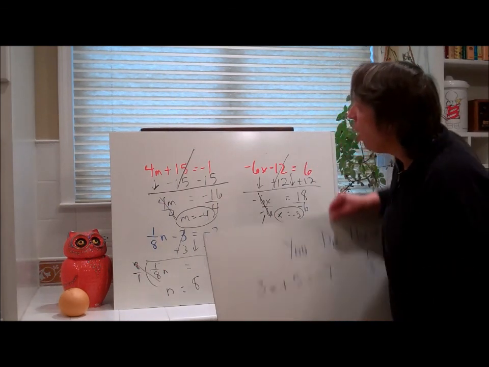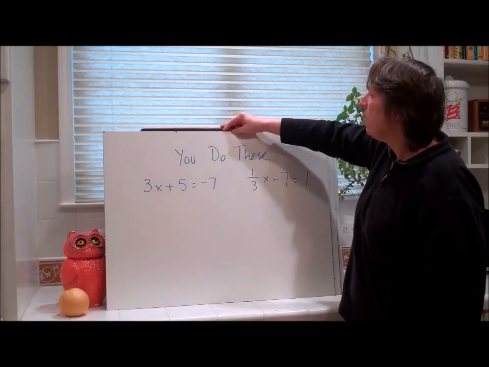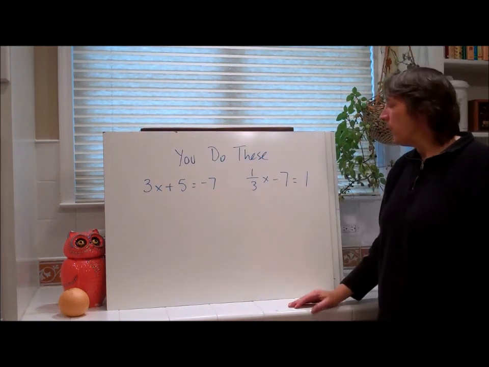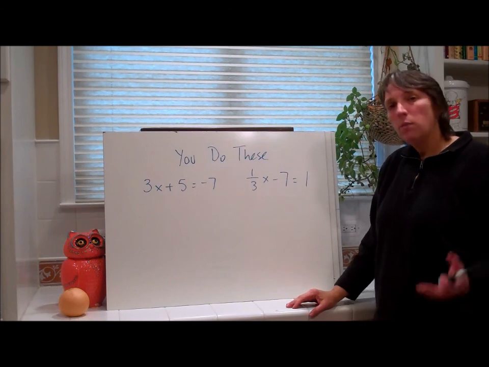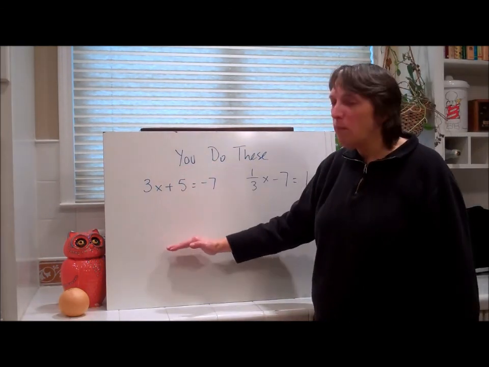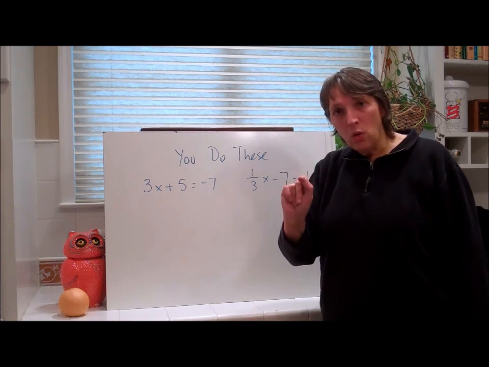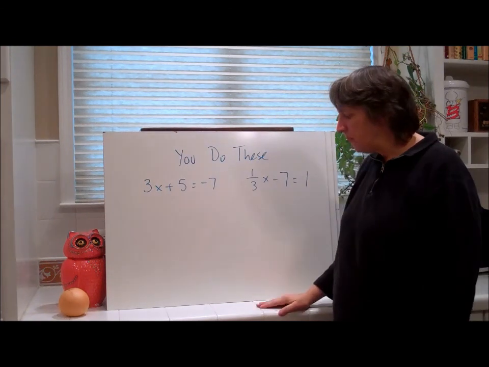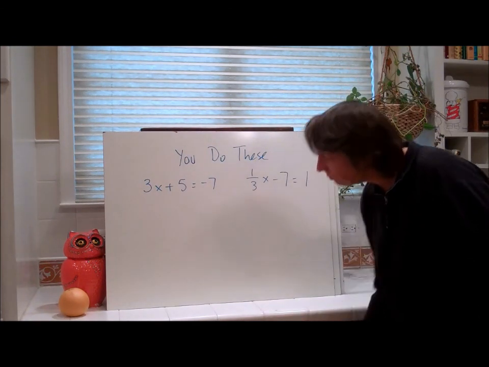Now I want you to pause the video and try these two. 3x plus 5 equals negative 7. 1/3 x minus 7 equals 1. Pause the video. When you're ready, come back. Show your steps in a vertical manner, sequential and in order. Sequential meaning 1, 2, 3. Step, step, step. Okay. Welcome back.